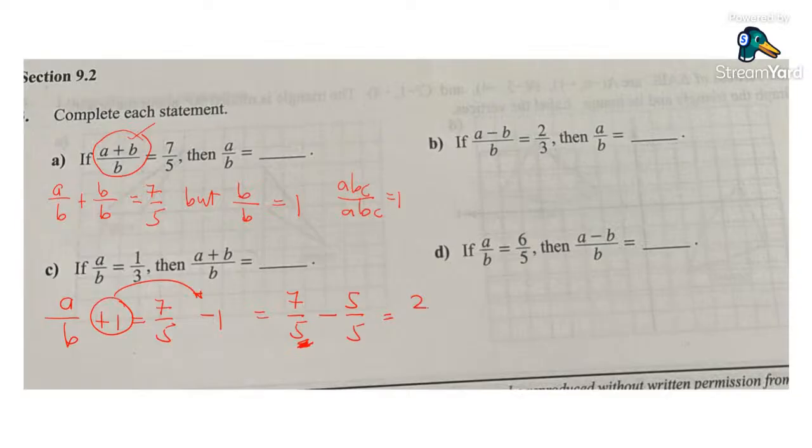7 minus 5 is 2 over 5. That is what a over b is. A over b plus 1, you move it there. 7 over 5 minus 1 is minus 5 over 5 because the denominator is 5. And a over b will be 2 over 5. That is the answer.